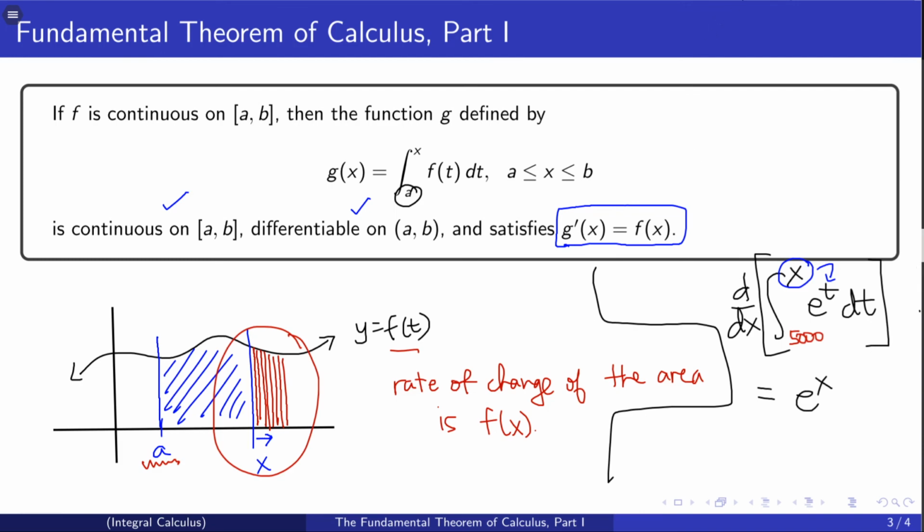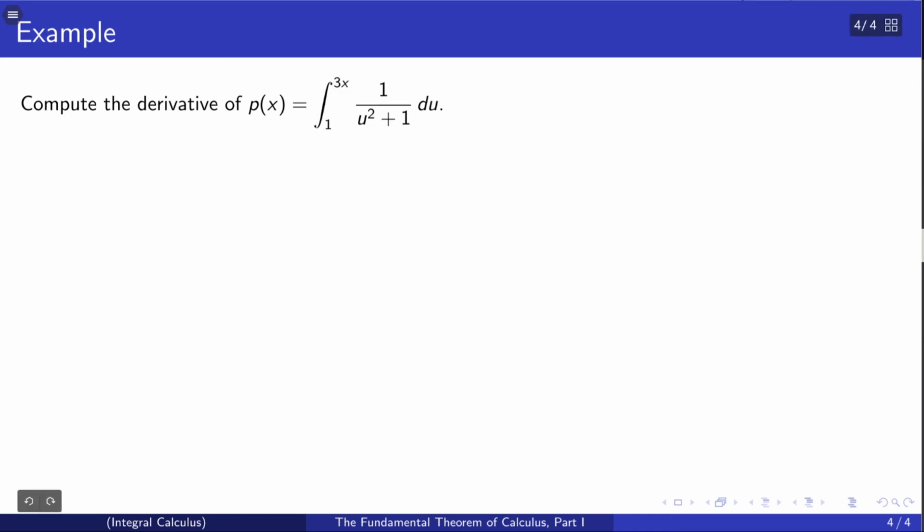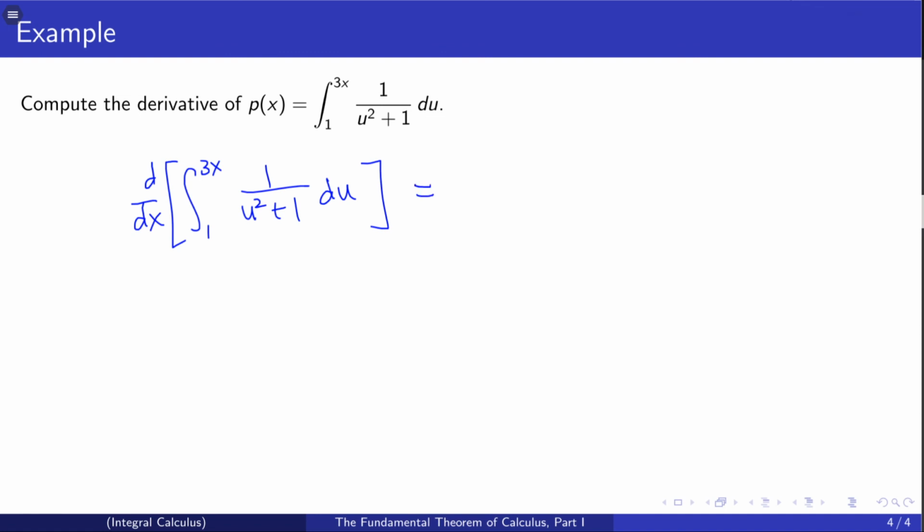And now, just to end, let's do another example now with something other than x in the upper limit. So say you had 3x instead, right? And you're asked to take the derivative of this function, integral of 1 to 3x, of 1 over u squared plus 1 du. Well, what would you do in this case? Well, the only difference is that, again, it's not just x inside, but it's 3x, right?